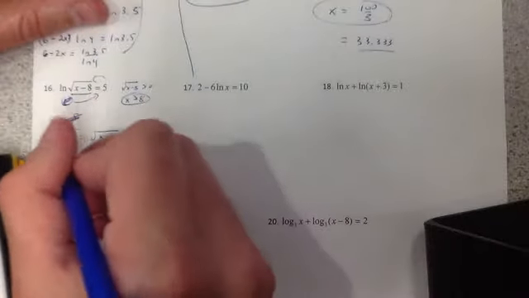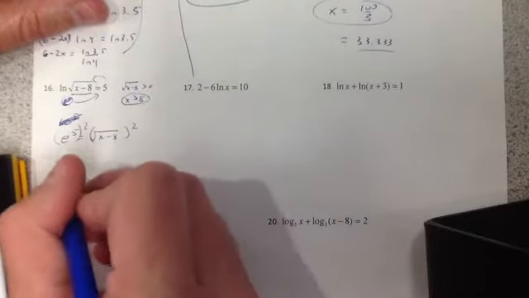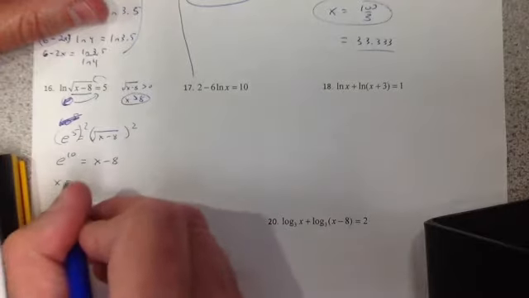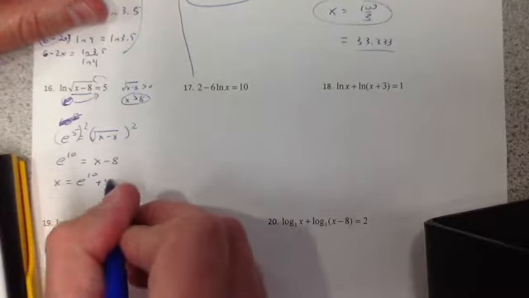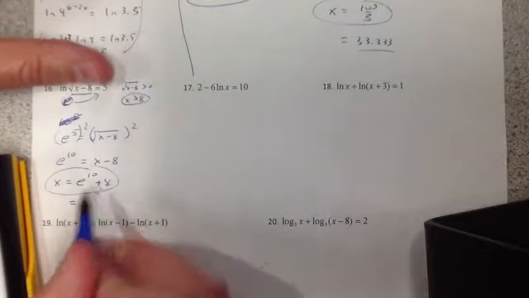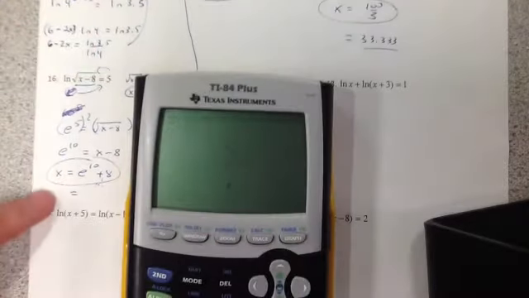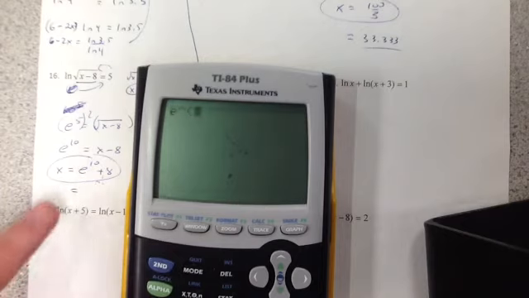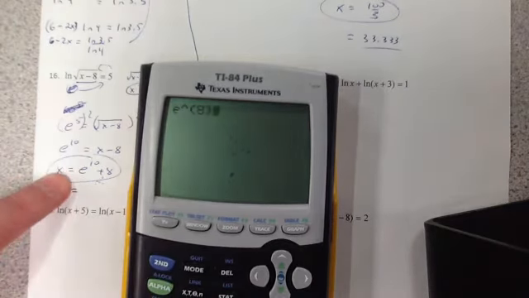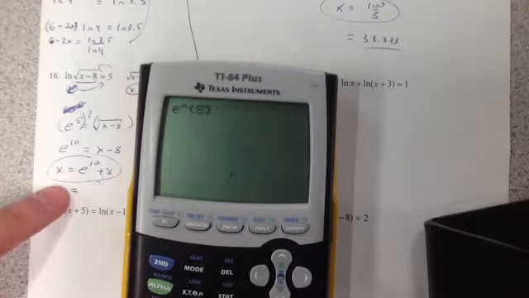Well, let's go ahead and square everything first. Makes it a little bit more accurate. e to the 10th equals x minus 8. So x equals e to the 10th plus 8. It's always good to actually have this out before you answer. As a matter of fact, I want you to have this out first before you type it in your calculator, because if you mess up somewhere, you can at least get points for this. e to the 10th plus 8.